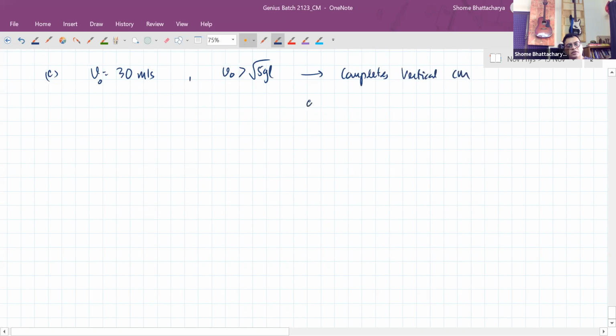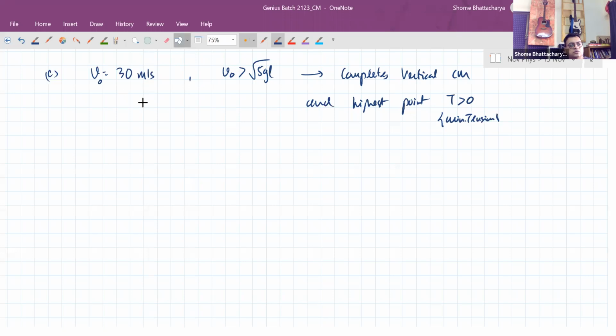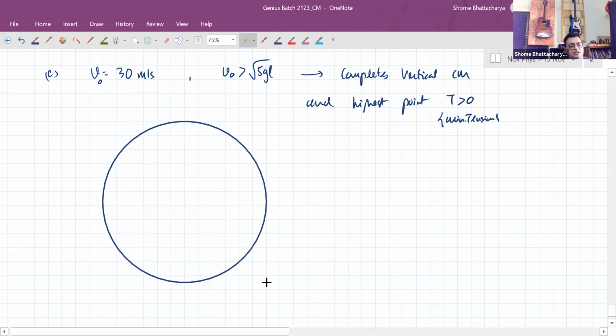but also, at the highest point, tension will be greater than 0, but that will be the minimum tension. So just need to quickly numerically apply the work energy concept.